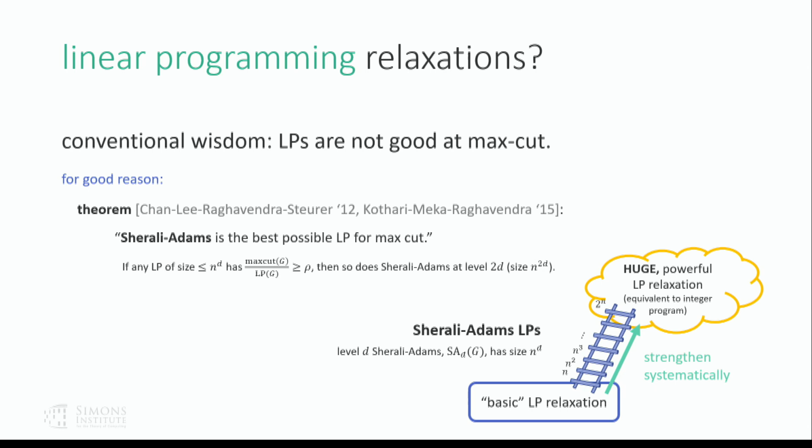But basically, what was shown is that if there's any linear program of size at most n to the d, with approximation ratio at least rho, then if you take level 2D Sherali-Adams, which has size n to the 2d, you get at least as good an approximation factor. So if you don't care about things like quadratic factors in the size of the LP, then Sherali-Adams is basically the best LP that you can have.